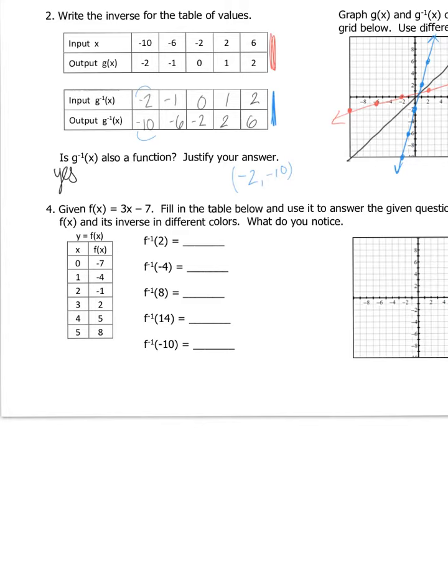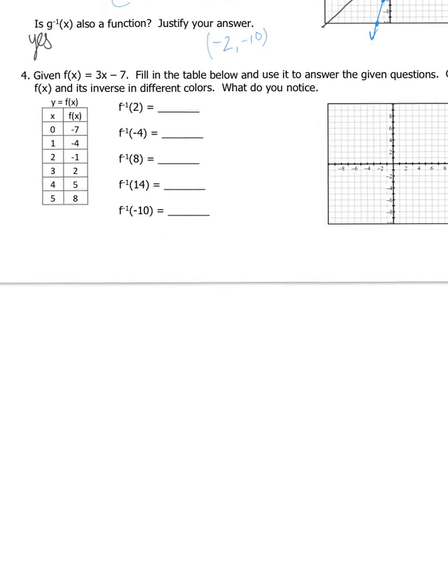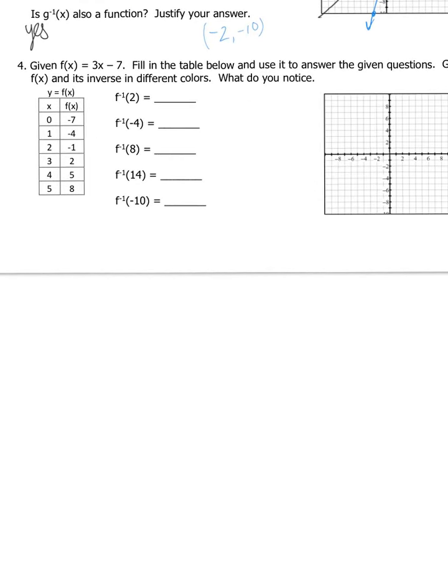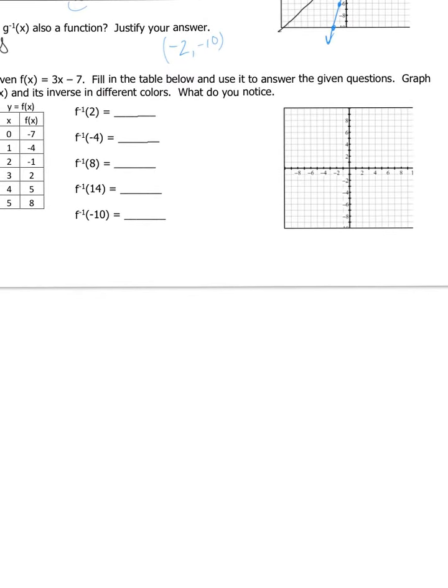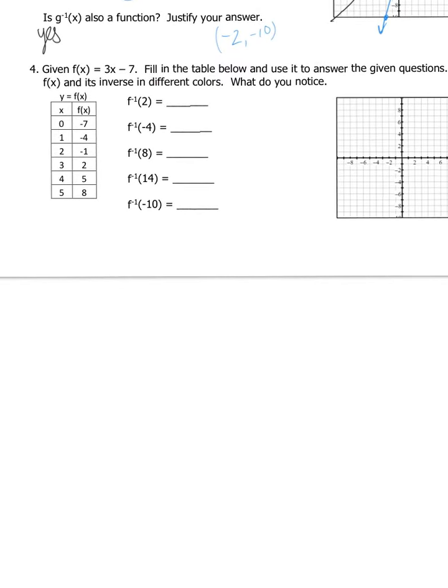Make sure you explain that. The next one we're going to go ahead and graph as well. We have just the function. Fill in the table and use the answer to answer the given questions. Graph the original function and its inverse. So if you want to make another table for the inverse, you can, but I think we can do it from just this. Let's graph the original function using red.